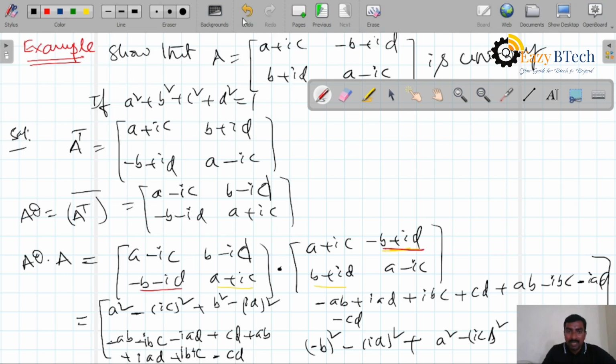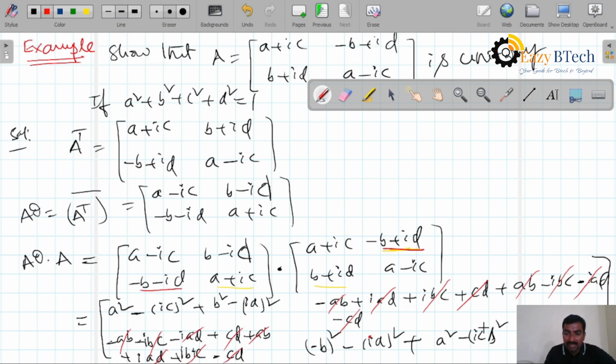Come to here, here some terms will be cancelled. Here AB cancel, AB cancel. And similarly, IBC cancel, IBC cancel. Plus IAD cancel, minus IAD cancel. And CD cancel, CD cancel. All the terms are cancelled. This is equal to 0. Here also minus AB plus AB, minus IBC plus IBC, minus IAD plus IAD, CD and CD. These are all cancelled. Here also B square plus I square, I square means minus 1, minus into minus plus 1.